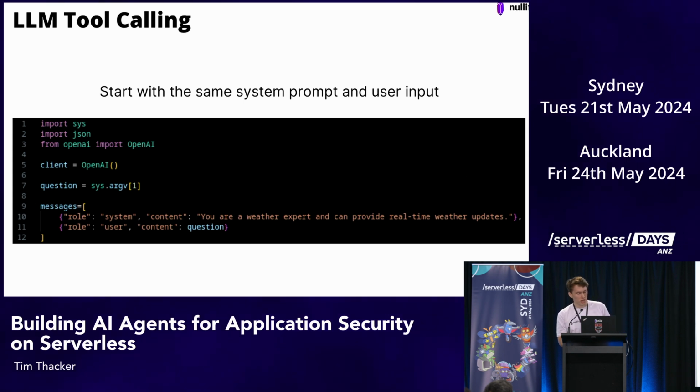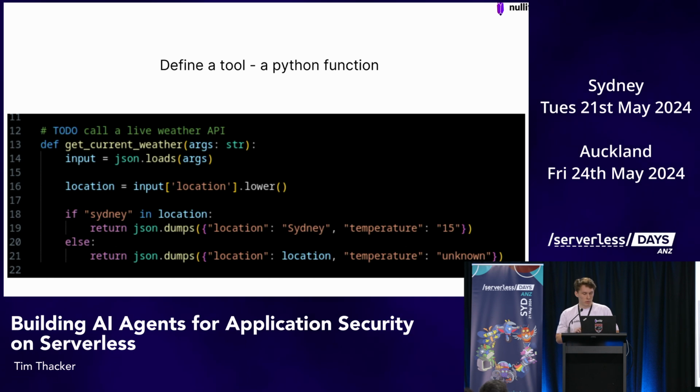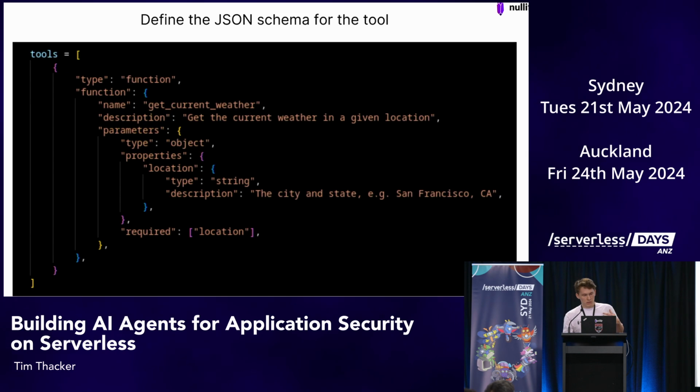So we start with the same start of the program, the same chat history. Then we're going to define our get current weather function. Here I've just hard-coded that the temperature in Sydney is always 15 degrees, but you could actually implement this function to go call a weather API to get real-time data.